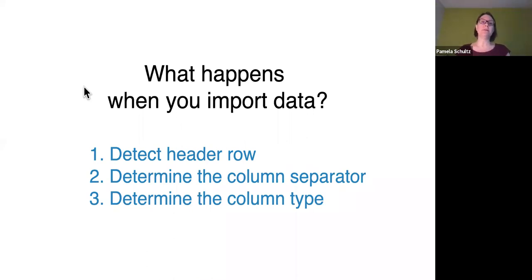When you're using the default methods within DataGraph, there are really 3 things that are happening. One is that we're trying to detect a header row. We're trying to determine what the column separator is, and DataGraph is also trying to determine what the column type is. Those are really the 3 main things that the default importer will do. And as we go through the more and more sophisticated ways to import data, you'll have more and more control over each of these aspects.